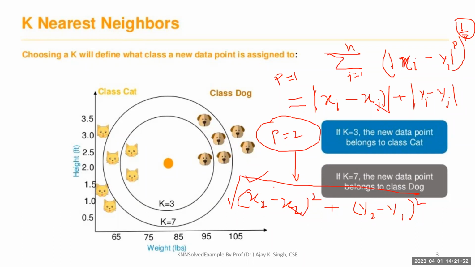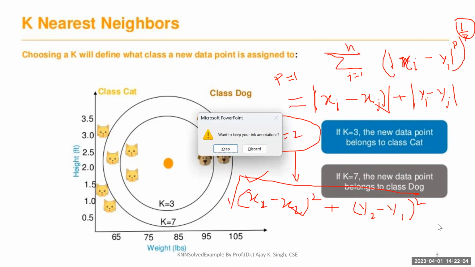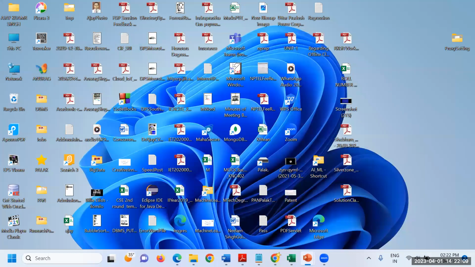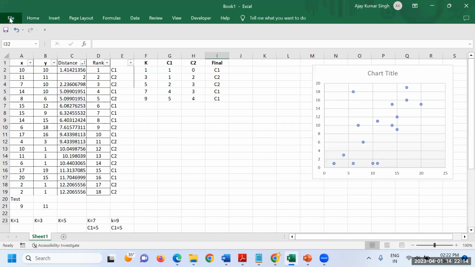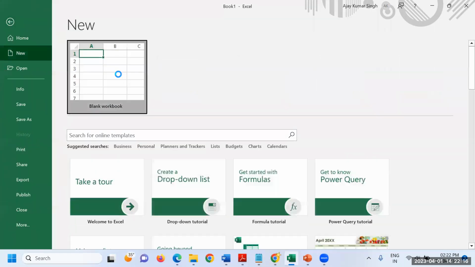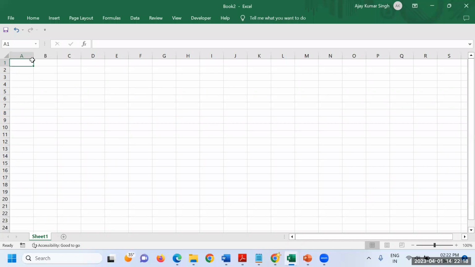So let's directly go for the implementation of this distance. Let me come out of this PPT and open one Excel sheet here. Let's start from the beginning. Here I'm going to take the values of x and y.